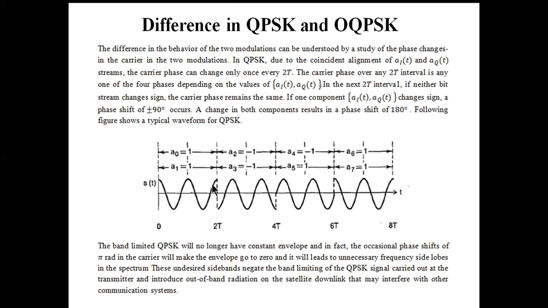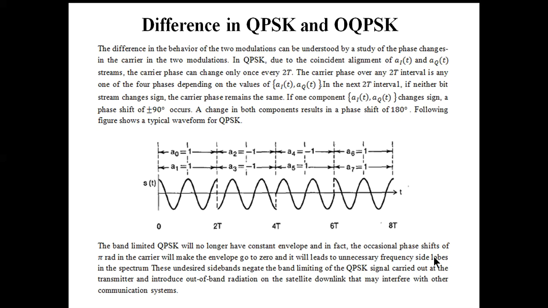That means if we consider the envelope of a QPSK, in that case the envelope will not be constant and it will cross the 0. Okay, so the envelope will go to 0, and this phenomenon will lead to unnecessary frequency side lobes in the spectrum. Now this spectrum leads to unnecessary out of band radiation on the satellite link, and it also creates interference with other communication systems.